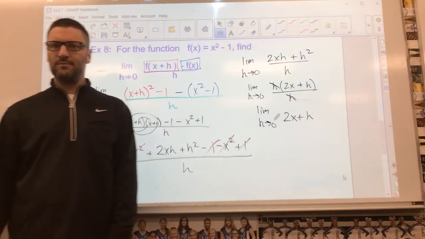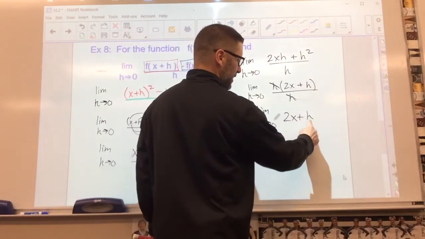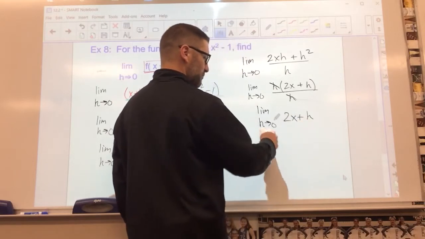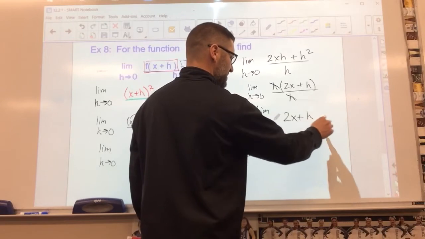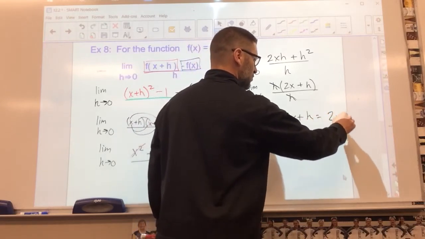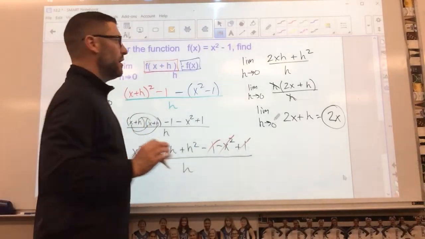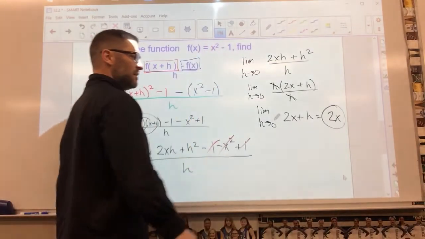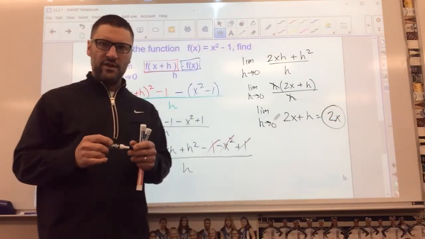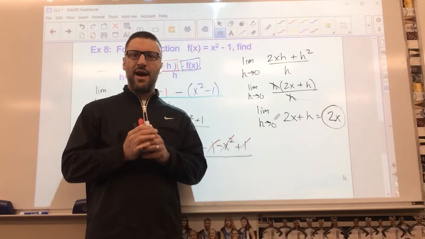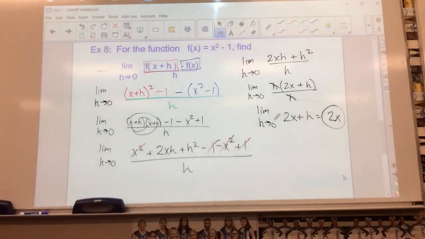Which means I can take that 0 value and use direct substitution. I can plug it in right there, and I get 2x plus 0, which is simply 2x. This formula on this function yields an answer of 2x, and that is really very powerful. We will do a lot with that. It even has a special name as we go through it.